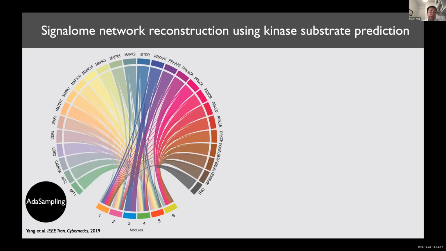In this case, we generate this diagram that captures the potential crosstalk of different kinases based on the different substrates that they regulate, in which we partition this into 6 clusters based on their temporal profiles, based on their stimulation profiles.